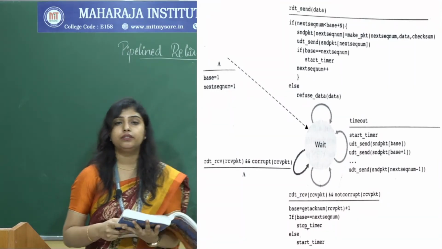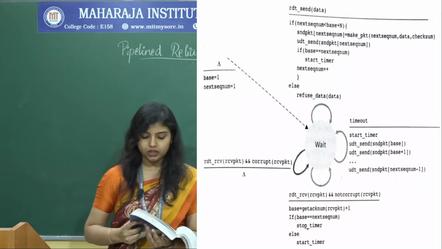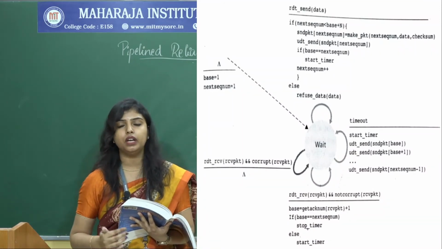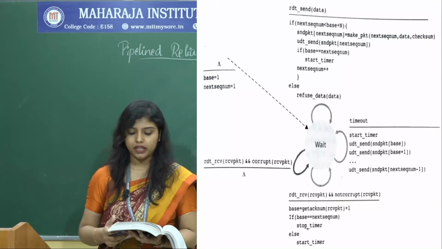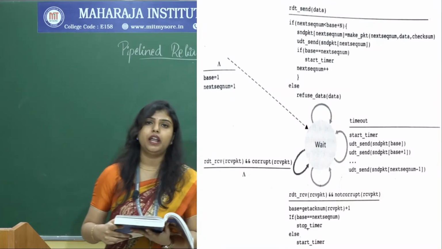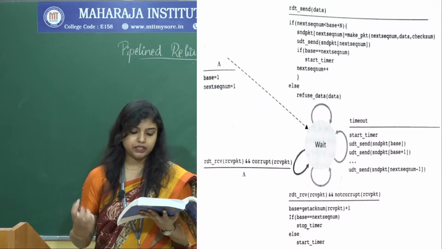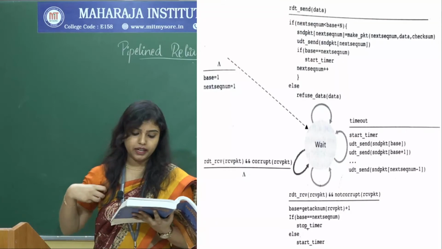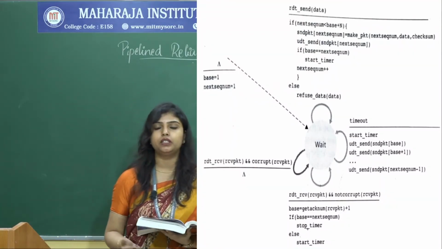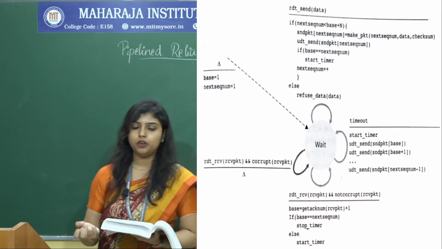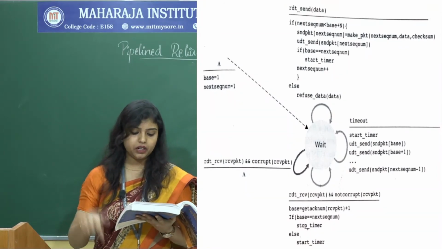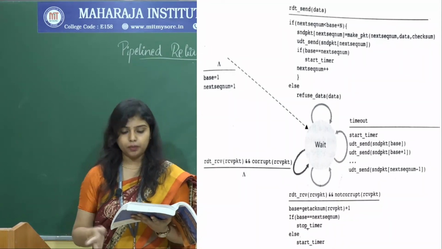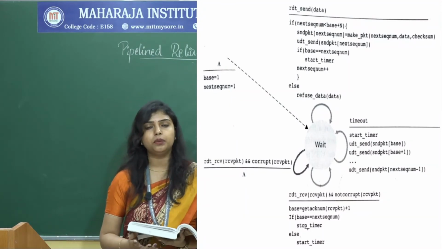Next, if the timeout occurs, what happens? It will start the timer again, and then it will send the whole sequence again to the receiver. That is what they have shown there. Next, when it receives a packet and that packet is not corrupt, it gets the acknowledgement number of the received packet and adds 1 to that. Here also it checks if the base is equal to next sequence number. If it is equal, it will stop the timer, or else it will start the timer again.